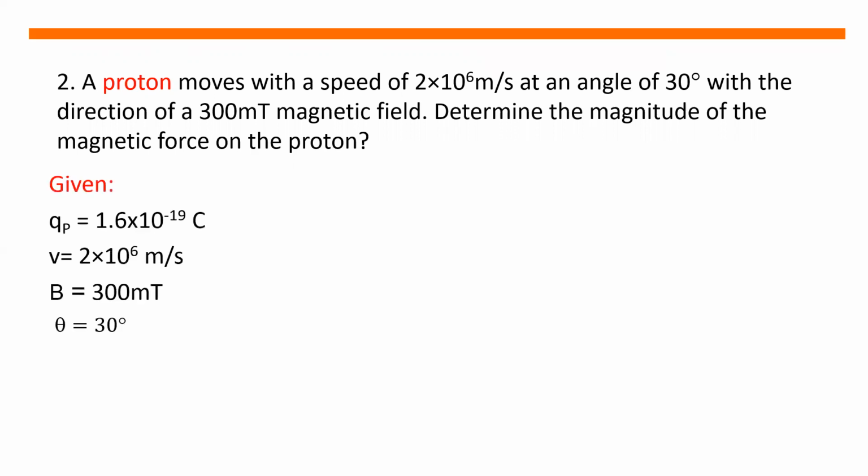For the following given, the charge of a proton is a constant, equal to 1.6 times 10 to the negative 19 coulomb. The velocity of the charge is 2 times 10 to the 6th power meters per second. And the strength of the magnetic field is 300 millitesla.